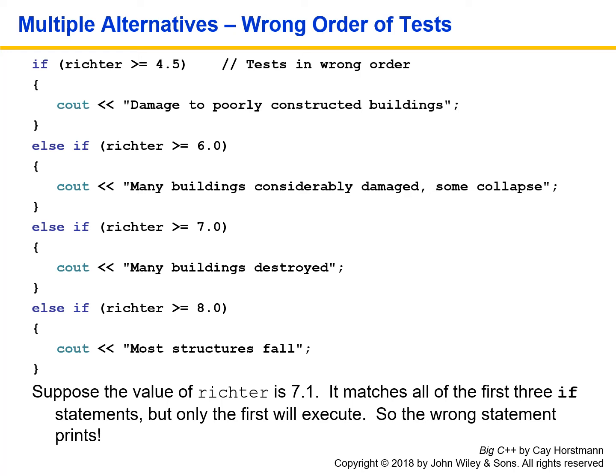We could have made it work in this order if we had used less thans instead. If Richter less than 4.5, cout no damage. Else if Richter less than 6.0, cout damage to poorly constructed buildings, and so forth and so on.